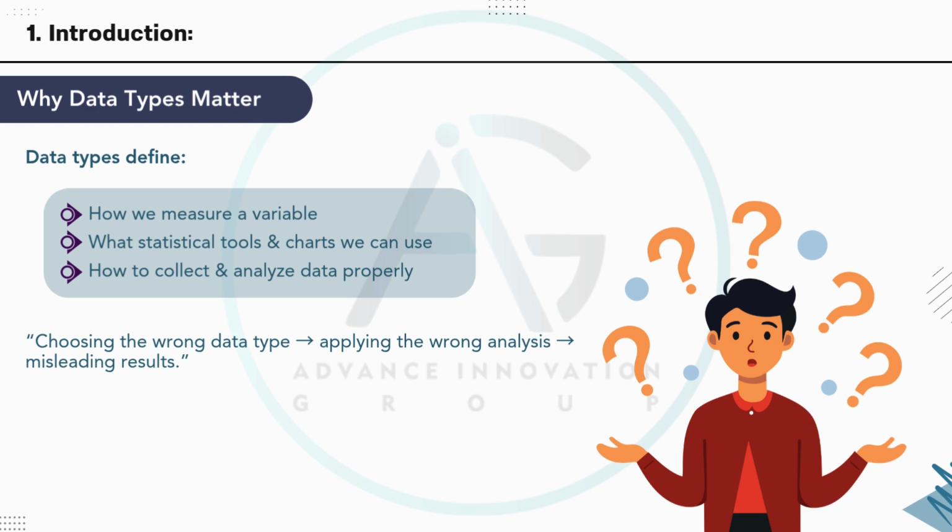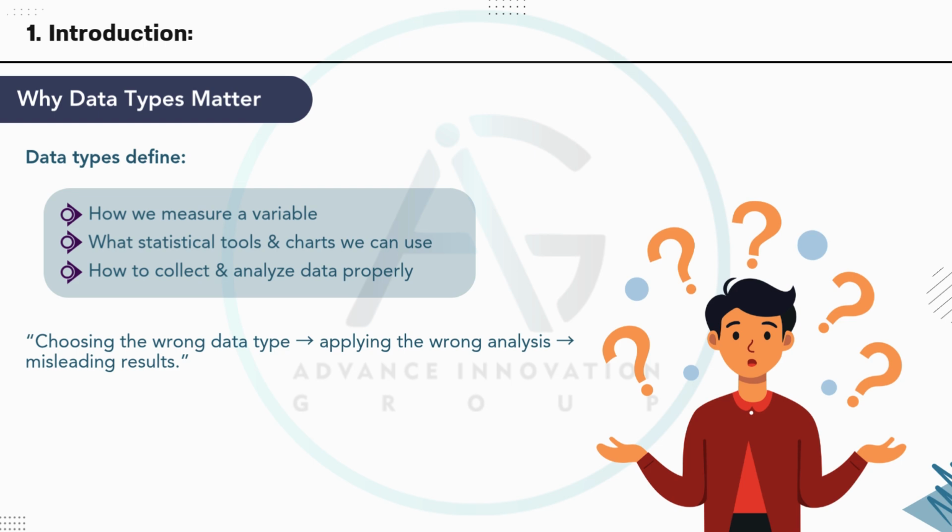Because they define everything we do in data analysis. First, they determine how we measure a variable. For example, is it categorical, like color, or numerical, like temperature? Second, data types influence which statistical tools or charts we can use. Using a bar chart for continuous data or a mean for categorical data would lead to inaccurate analysis.